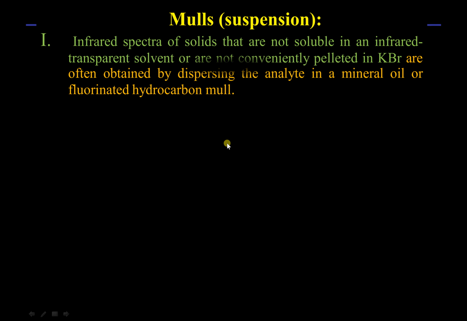Sometimes you use mulls for solids instead of making pellets, for samples that are not soluble in transparent solvents and cannot be conveniently pelleted in KBr. They are taken in the form of suspensions, which are obtained by dispersing the sample in a mineral oil or a fluorinated hydrocarbon, in the form of a mull or a suspension.